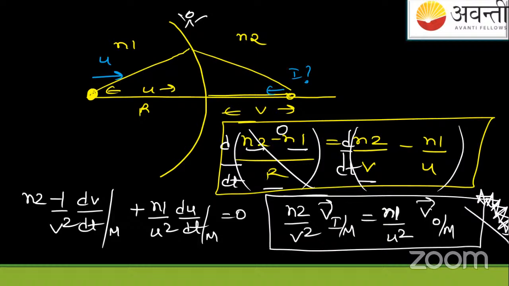Now, these kinds of questions give a refractive surface with two different refractive indexes, and an object is moving with some speed. How do you find the image speed? This is the way: apply this 5-star formula. This is made for you.